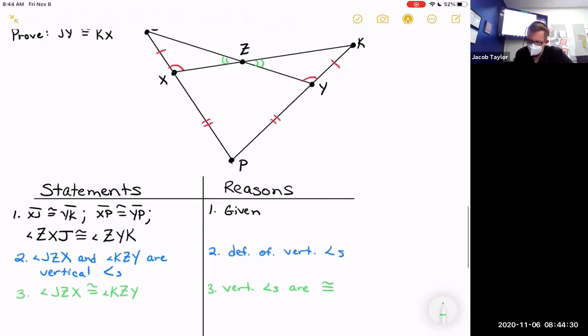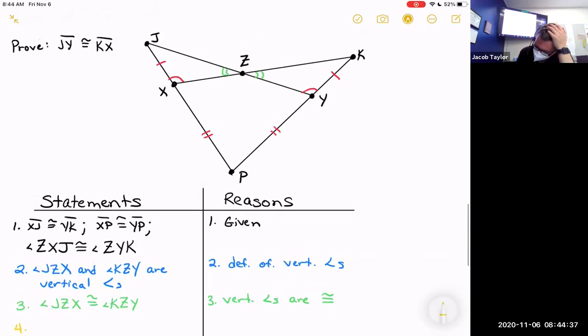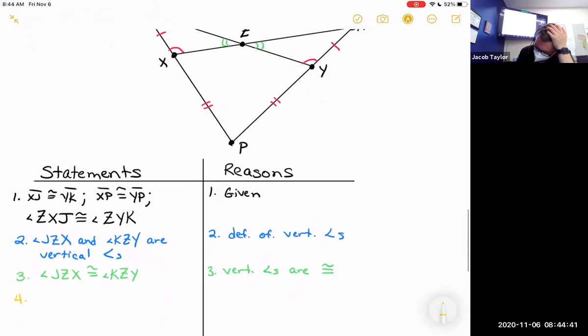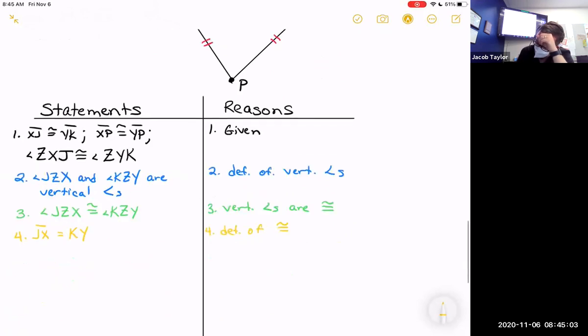So we're going to say, Emily says that JX equals KY. That is the definition of congruent. We were given that they were congruent. Now we're going to say they're equal.